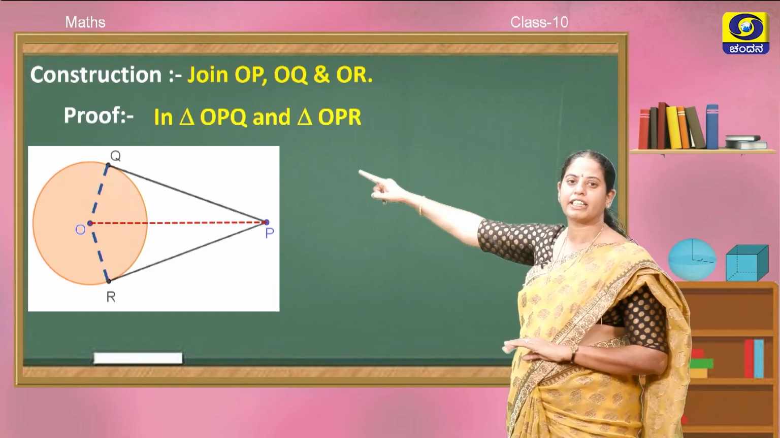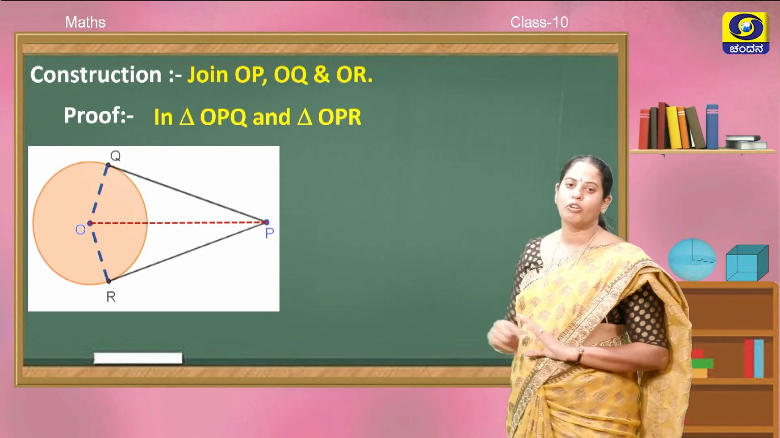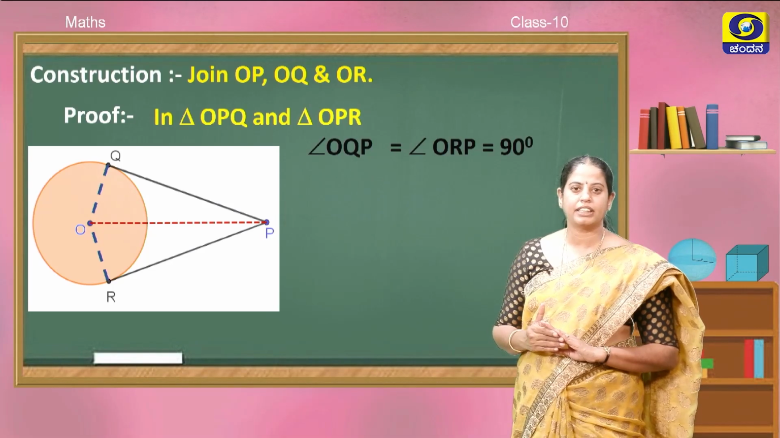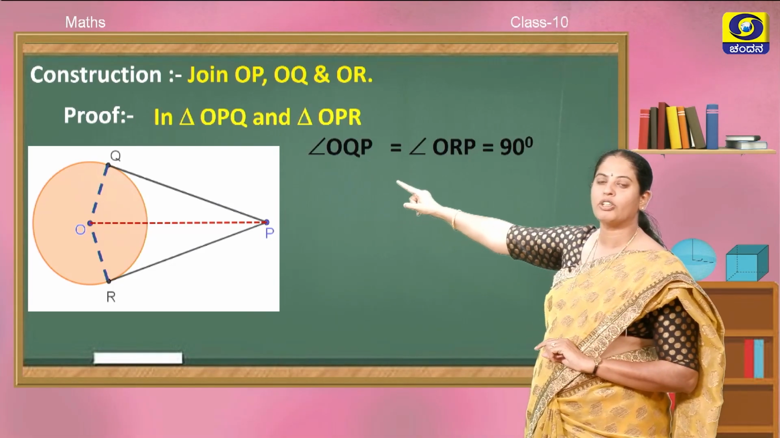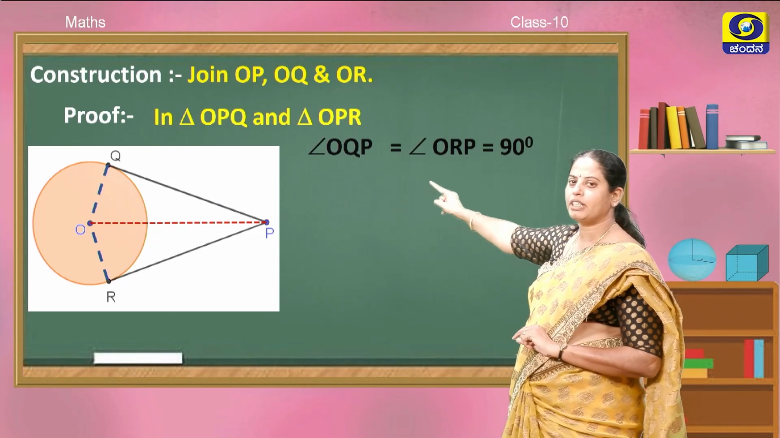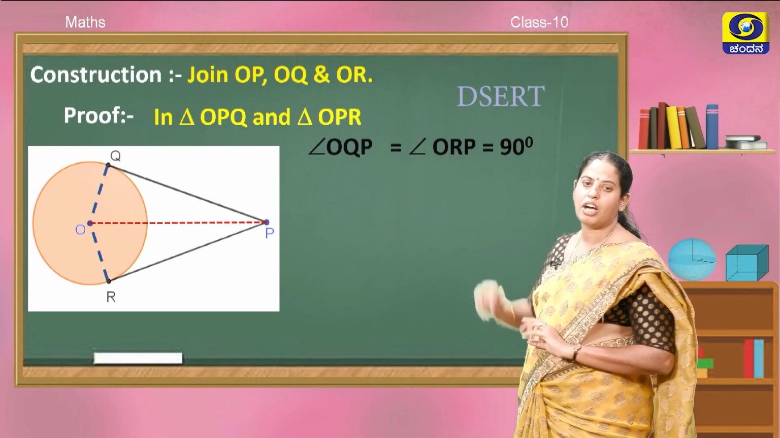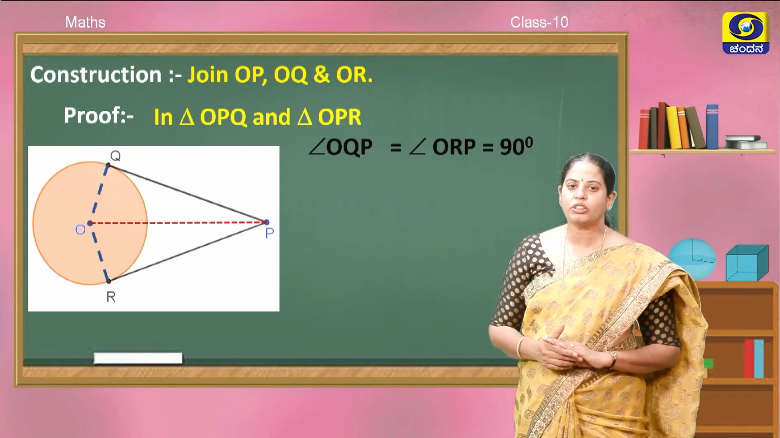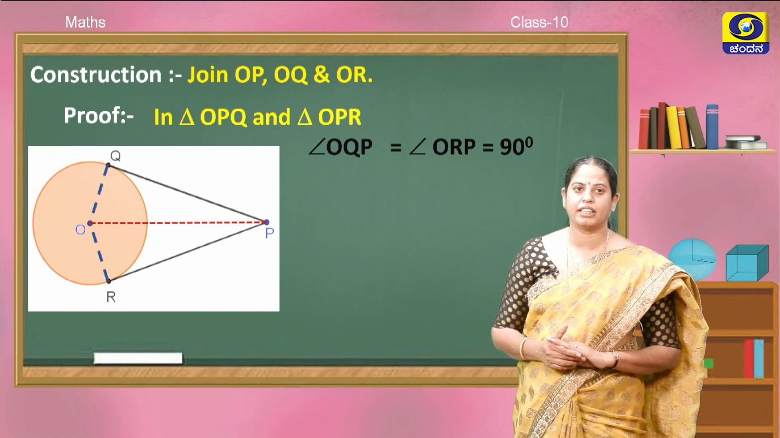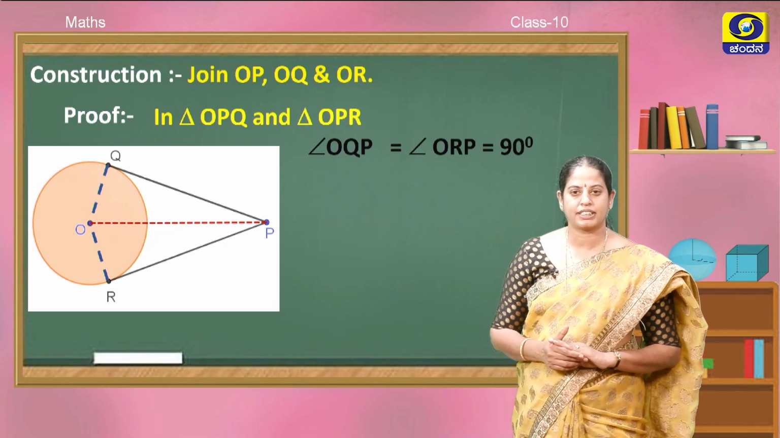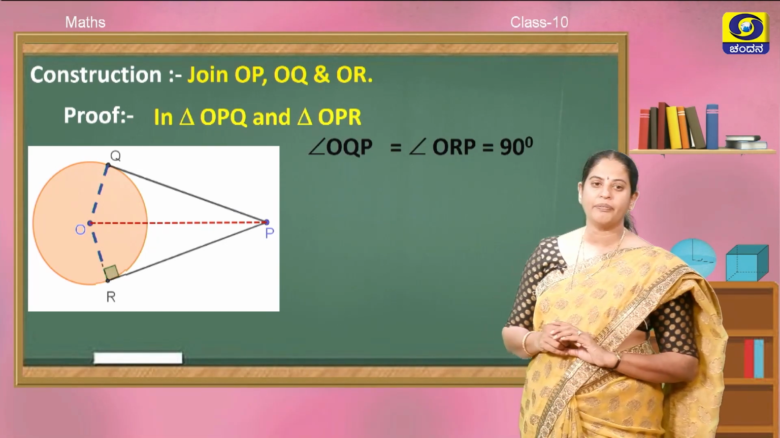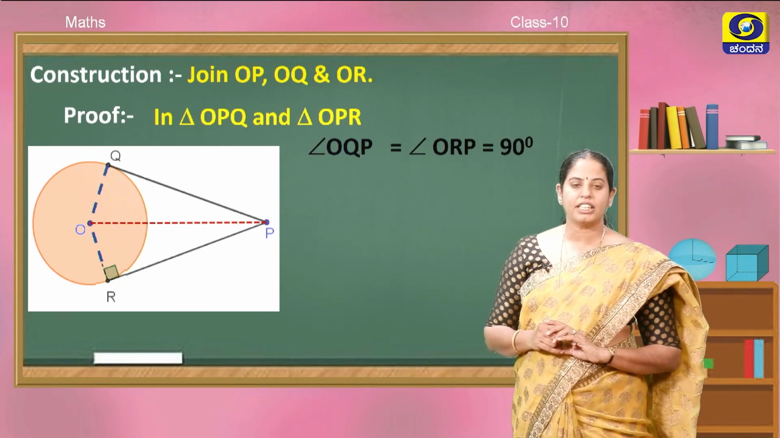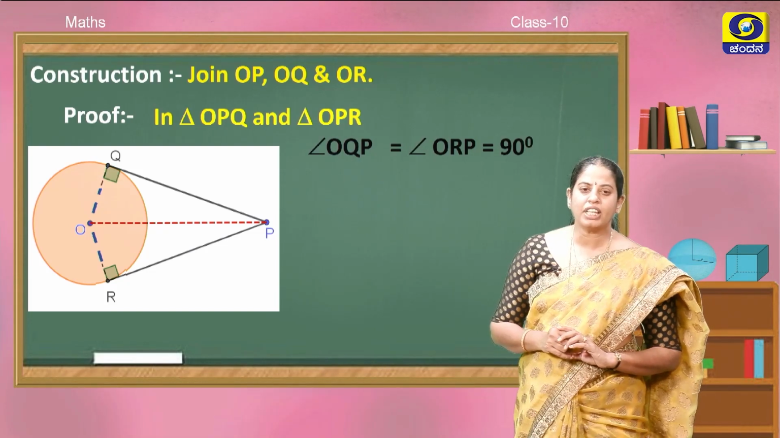First consider triangle OPQ and triangle OPR. Now list what are all the things you know in these triangles. In triangles OPQ and OPR, angle OQP is equal to angle ORP, that is equal to a right angle. How did we come to know that these two angles are right angles? Yes, according to theorem 4.1, the radius drawn at the point of contact is perpendicular to the tangent.